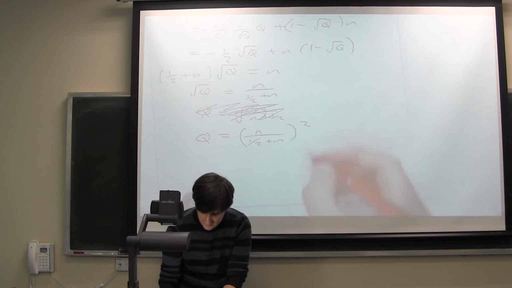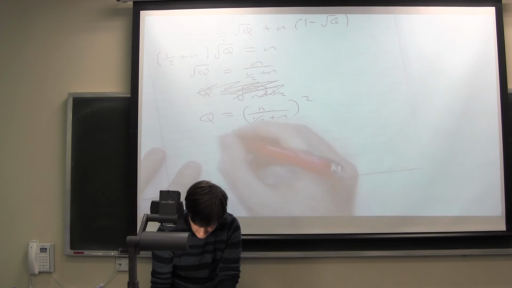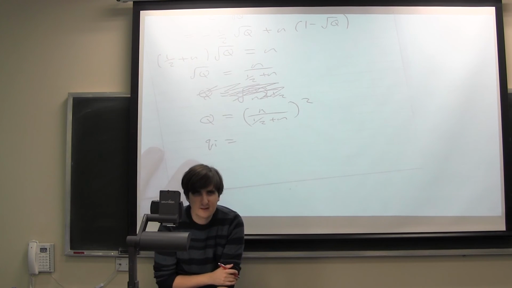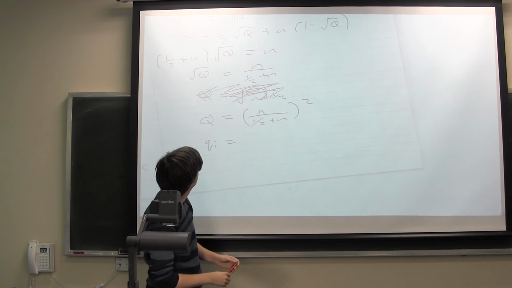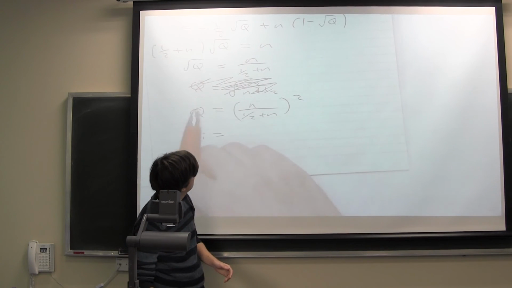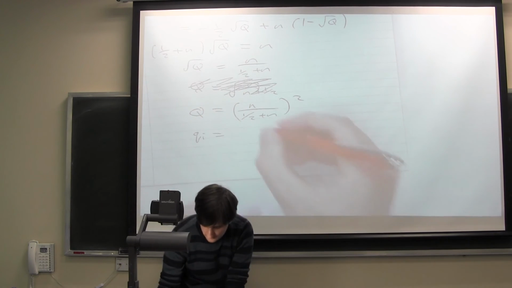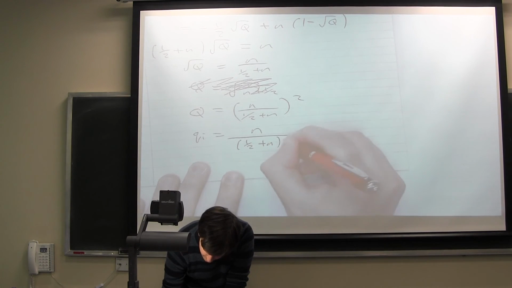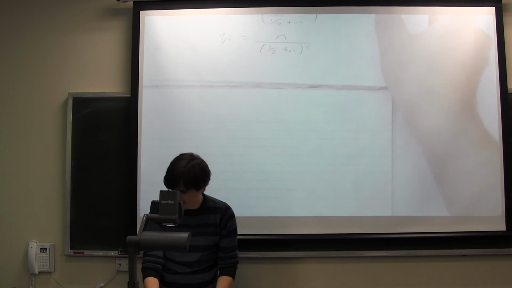So that's what big Q is. So what's little q going to be? Yeah, so we've got an n squared on the top, so we'll just be left with an n on the top. So n over half plus n, all squared. Okay, so there's our little q.